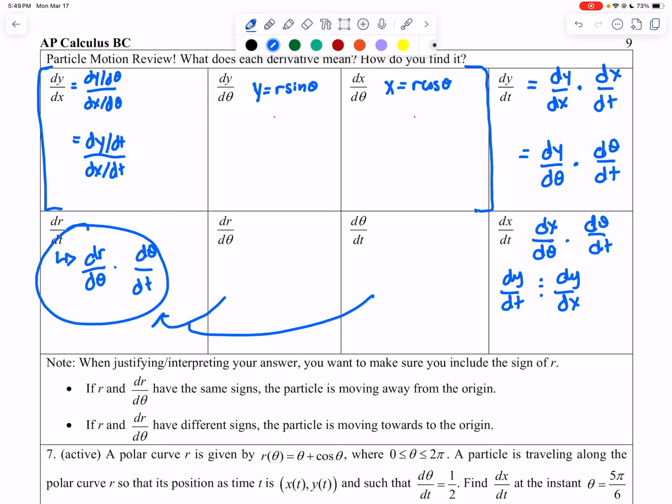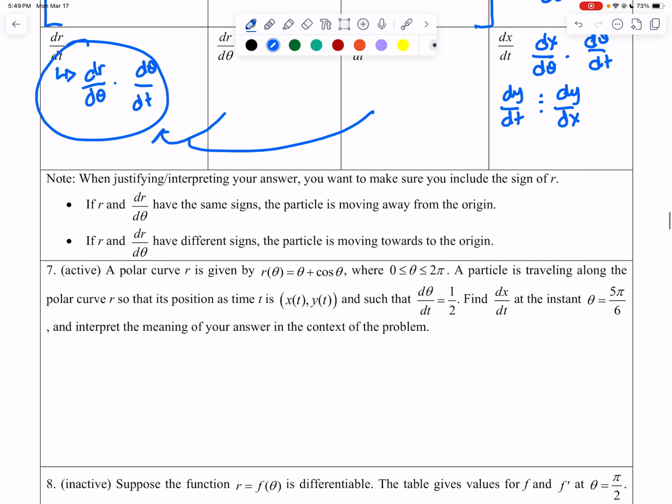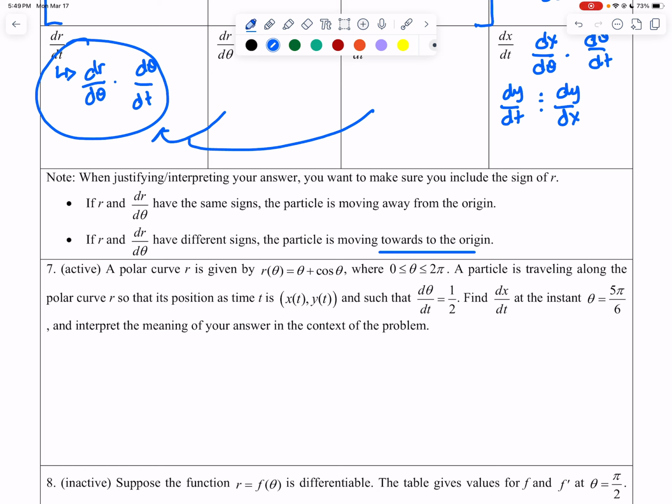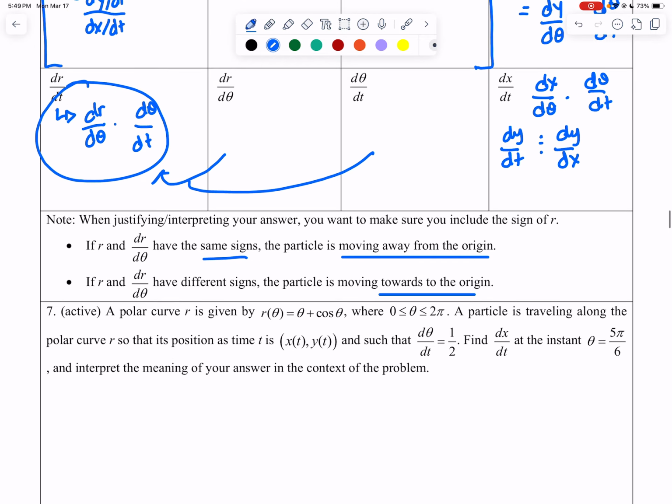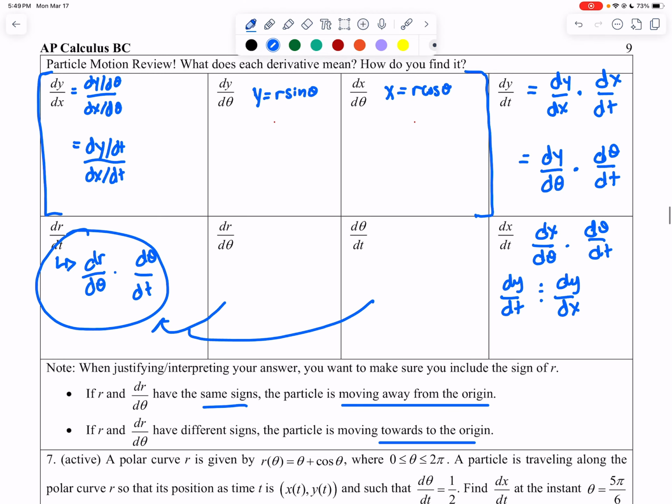Now, whenever we are justifying or interpreting our answer, we want to make sure that we include the sign of r. So if r and dr/dθ have different signs, then the particle is moving towards the origin. If they have the same signs, we are moving away from the origin. So this is honestly like PVA that we did back in Unit 2, back in AB with my signs. All right. Now, even though there are 8 derivatives, like I said earlier, you probably just need to figure out what derivative we're using and go from there.